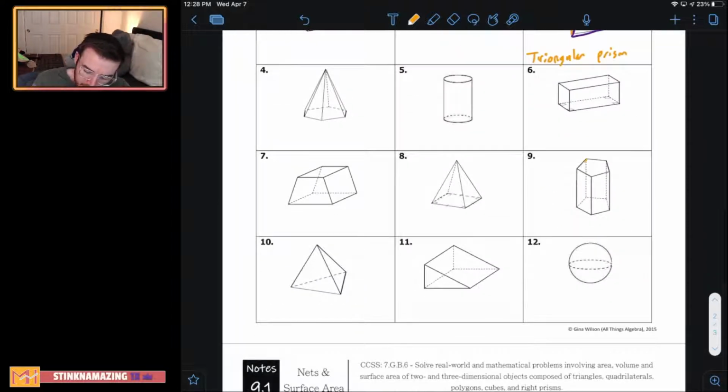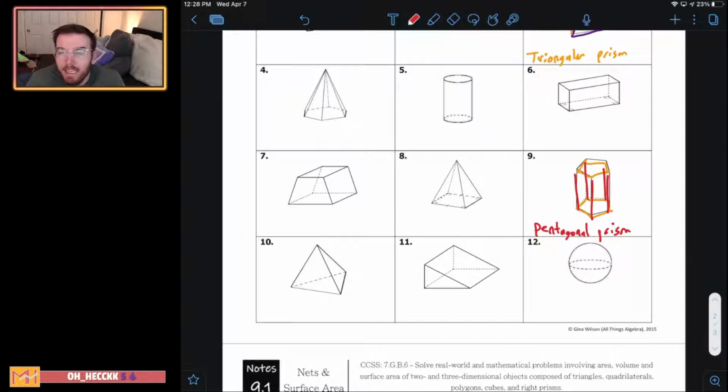This is a pentagon on top and a pentagon on bottom, and when we connect the two together, we're creating a pentagonal prism. The bases help determine the name. You identify the base and you kind of make up the name with the base. Okay?